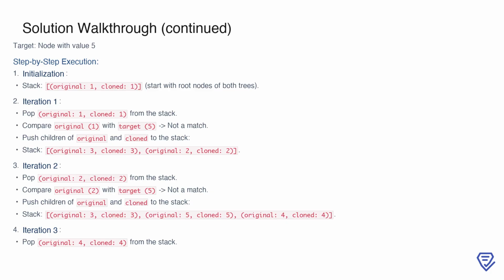Next, we pop the node pair with value 2. Again, it's not a match, so we push its children onto the stack. This step adds pairs for nodes with values 4 and 5 to the stack. Now, we pop the node pair with value 4. Since 4 is not equal to the target, and the node has no children, the stack remains unchanged.